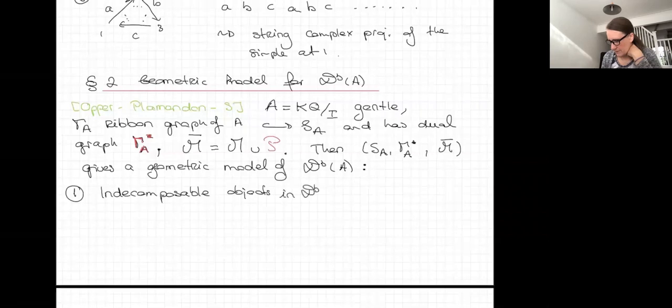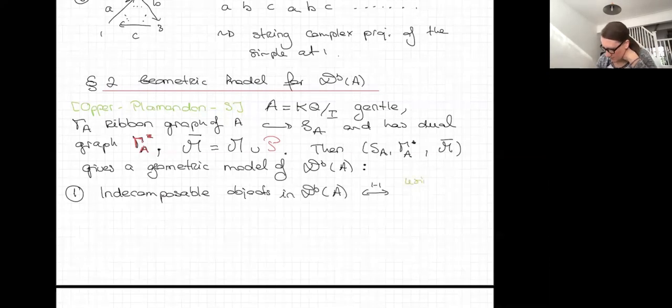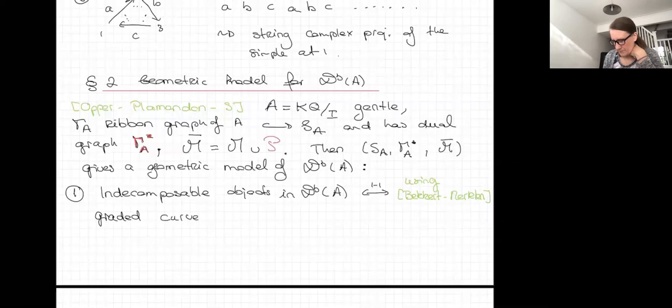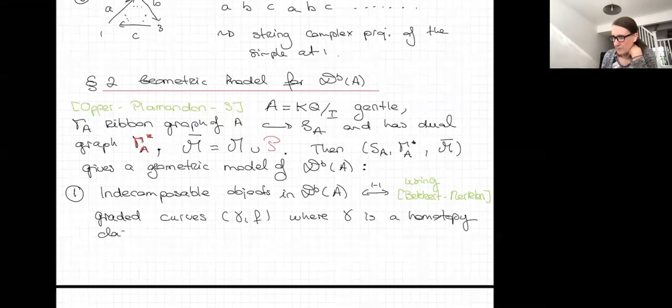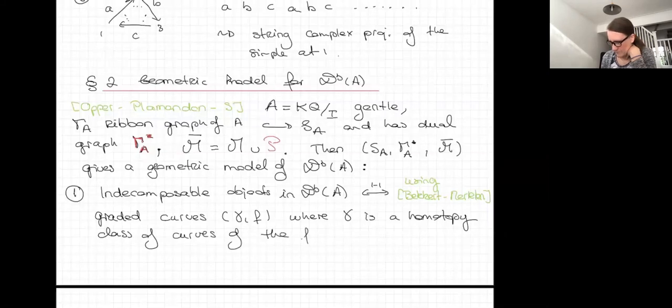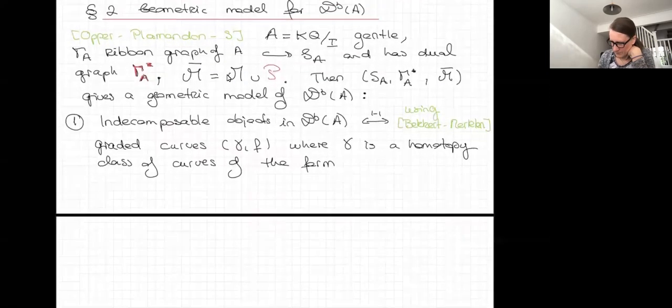in this bounded derived category, well, we have the complete description by Bekkert and Merklen. Using that, we can show that they are in bijection with graded curves, gamma with a grading, where gamma is a homotopy class of curves of the form, and I will draw the curves.